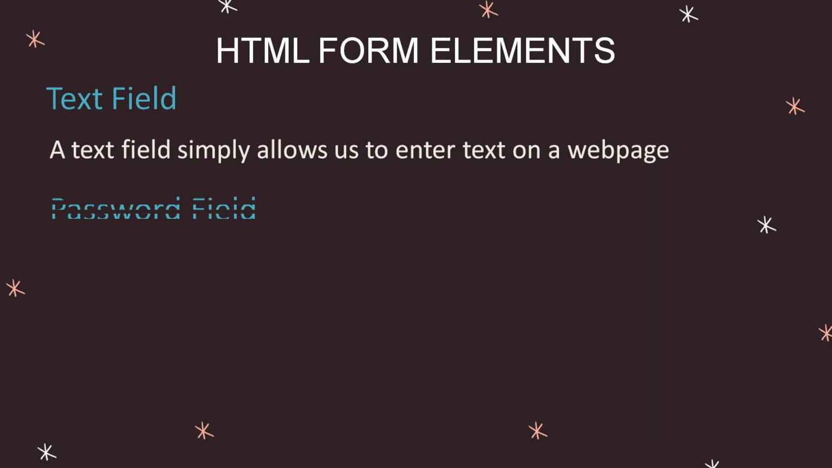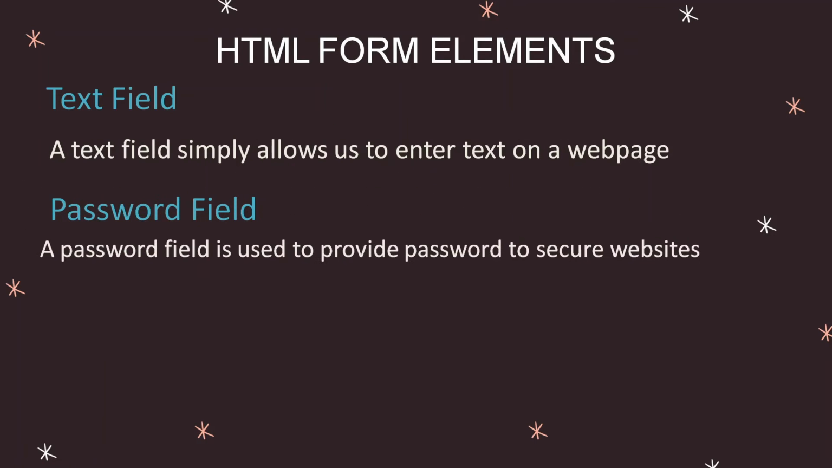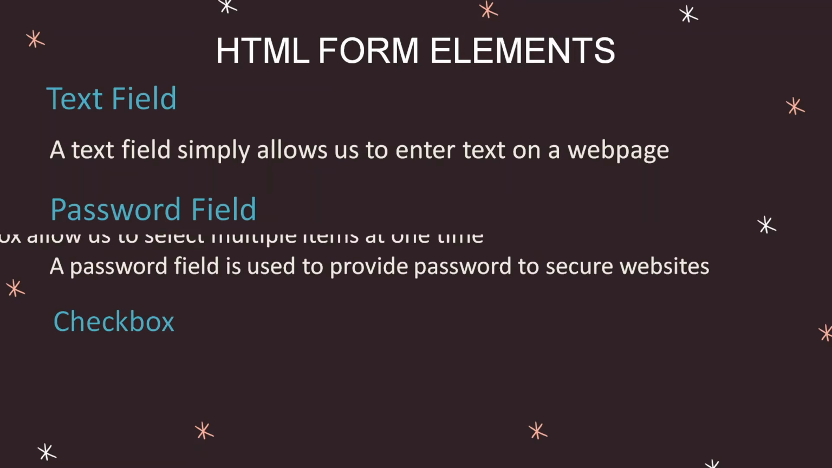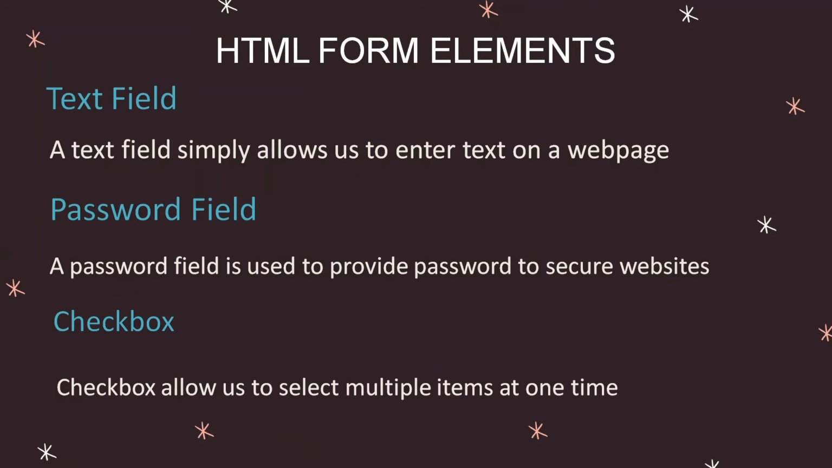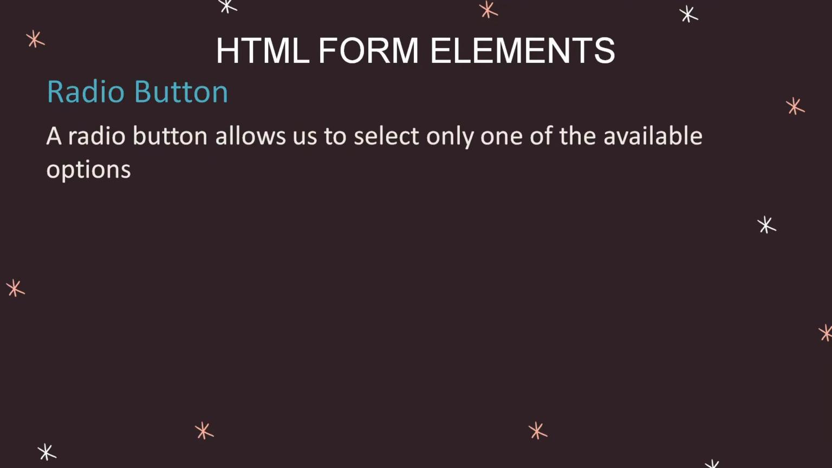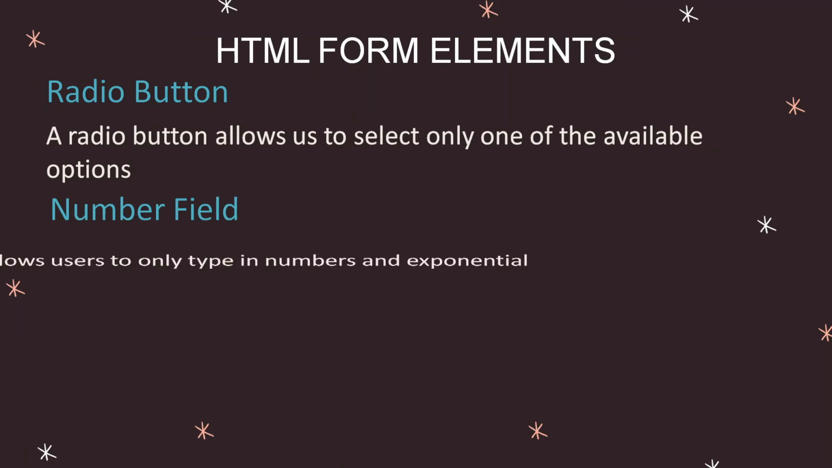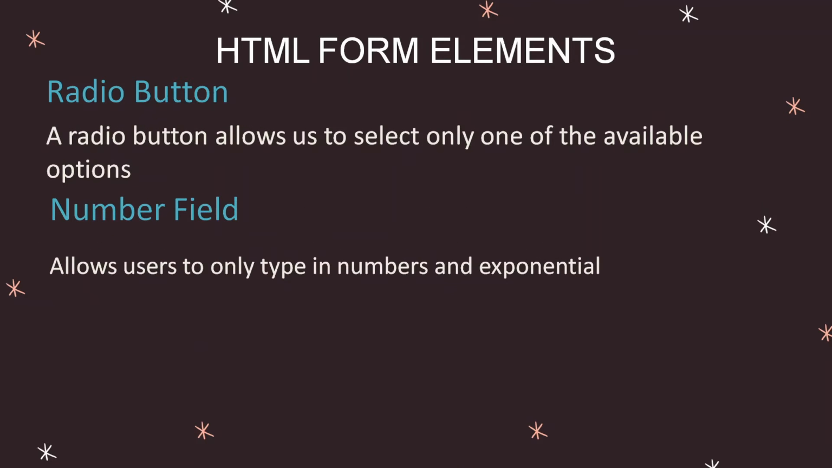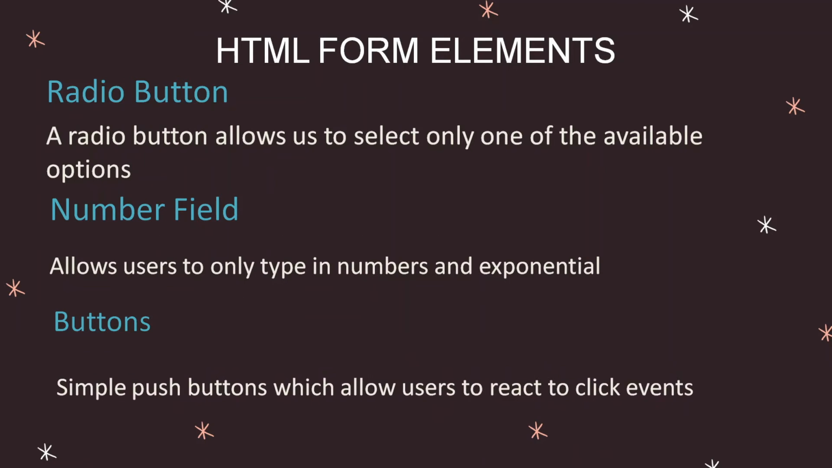Next is a password field required to put in passwords which are not displayed on the screen. Next comes the checkbox that allows users to select multiple options. Radio buttons allow the users to select one of the available options. Then the number field which allows only numeric input and exponential. Then come the buttons. As the name suggests, buttons are used to react to click events on a page. There are more form elements. However, in this video, I will only talk about the ones mentioned above.